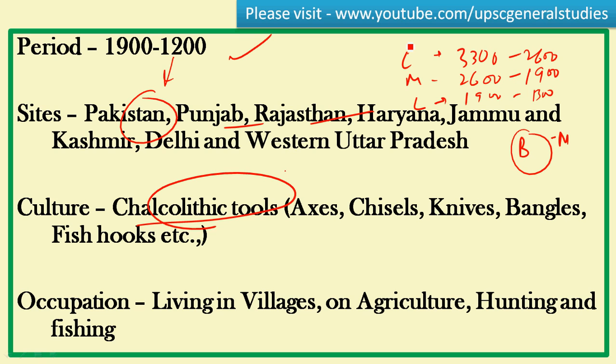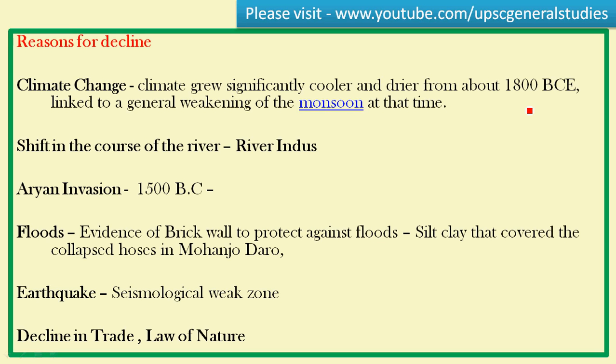Next, the occupation of the people was agriculture. The people started living in villages in the late phase, whereas in the mature phase people were prosperous in urban settlements. They also took up hunting and fishing as an occupation, which was minor during the mature phase. And let's look at the reasons for the decline in the Harappan civilization.